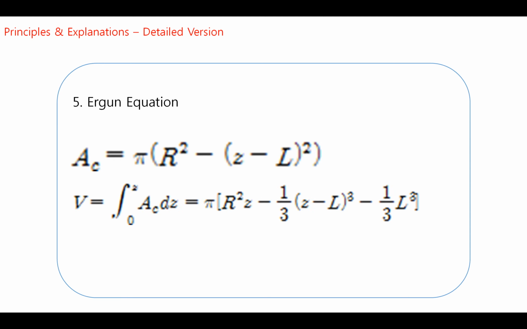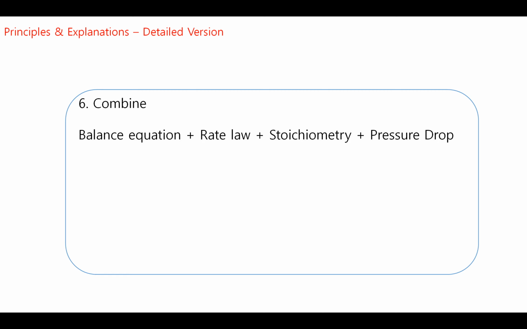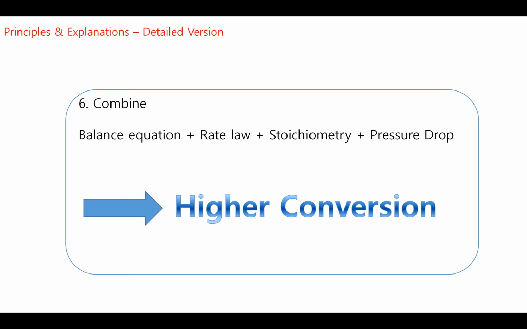And finally, we combine all this information about balance, rate law, stoichiometry, and pressure drop with Polymath. We use Polymath or other computer software or programs since we can't simply combine and calculate it with our own hands. It's too complicated. Here, I'm not gonna show you the detailed Polymath code or calculation because they are too complex, but with the result gotten by Polymath, we can clearly see that the conversion is higher when we use spherical reactor than when we use PFR or PBR at the same condition.